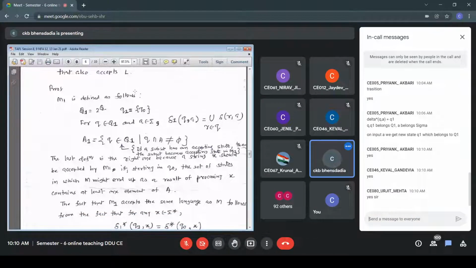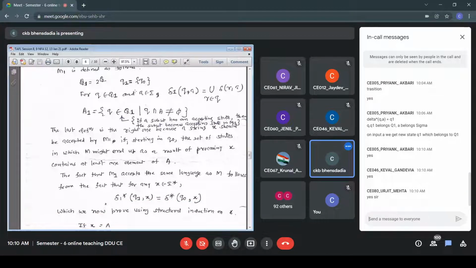The fact that M1, a DFA, accepts the same language as M, an NFA, follows from the fact that for any X belonging to sigma star, delta 1 star of Q1 and X equals delta star of Q0 and X. We are going to prove this. In order to prove that M1 accepts the same language as M, we'll be proving delta 1 star Q1 X equals delta star Q0 X. Once we establish this, we'll complete our claim that the language accepted by M1, L of M1, is the same as L of M.